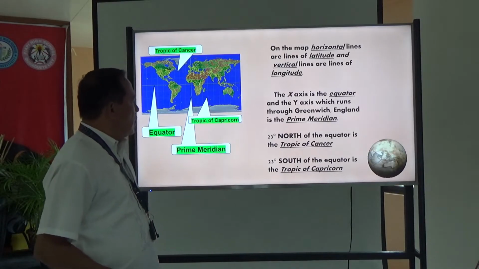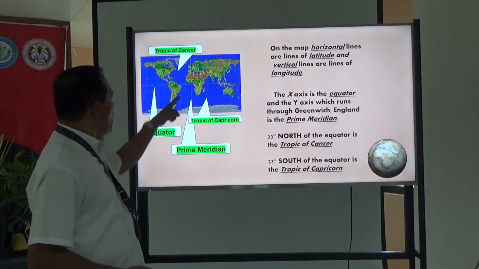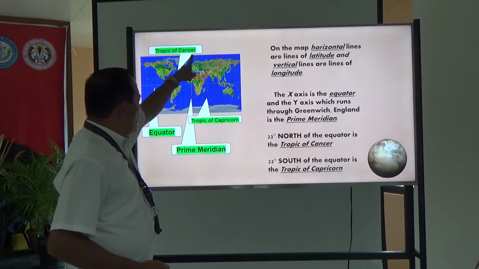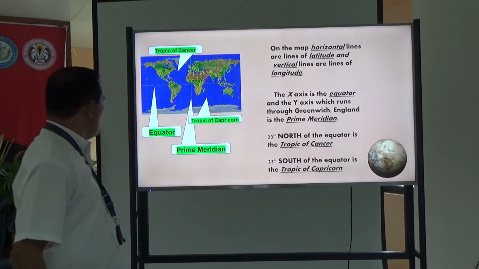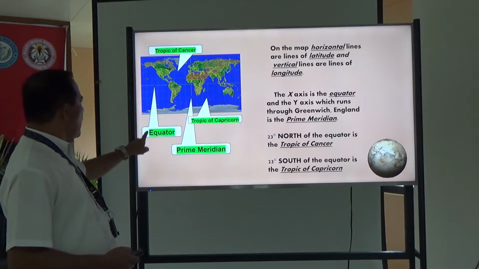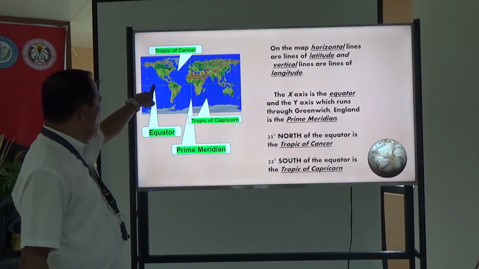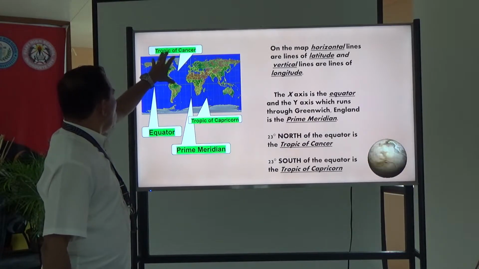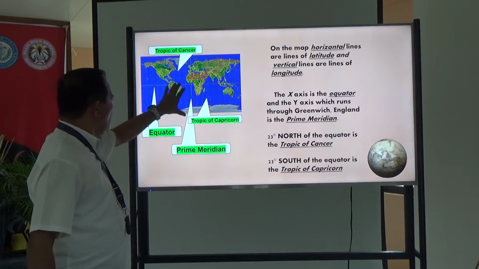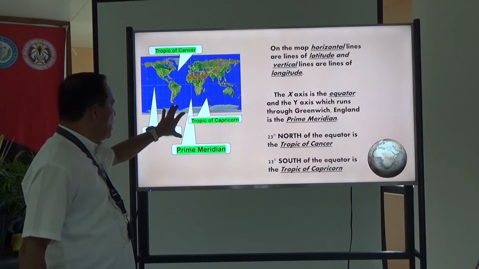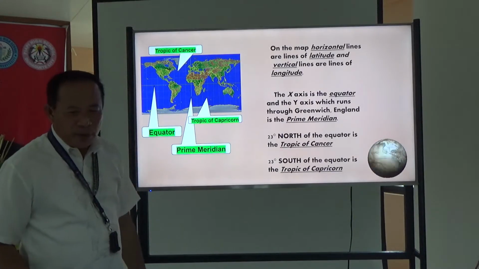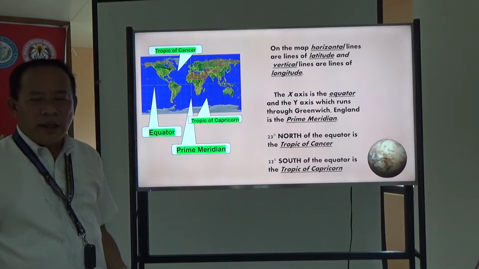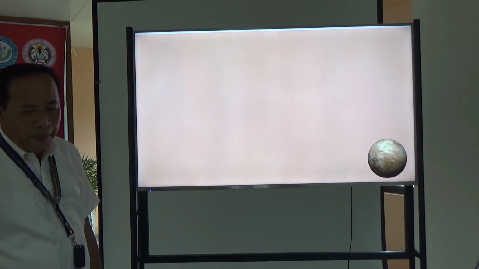And the y-axis, which runs through Greenwich, England, is the prime meridian. In other words, the x-axis is the equator, while this one here is the Tropic of Cancer, and the other part down here is the Tropic of Capricorn. Do we have questions? If there's none, let's continue.